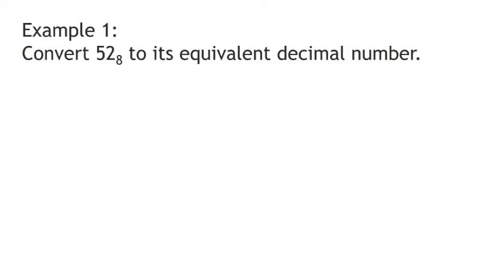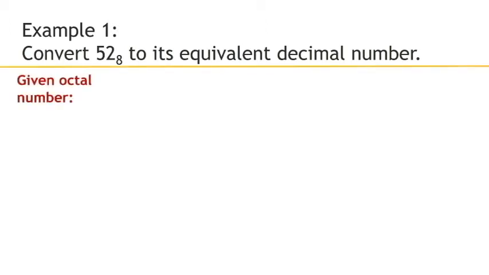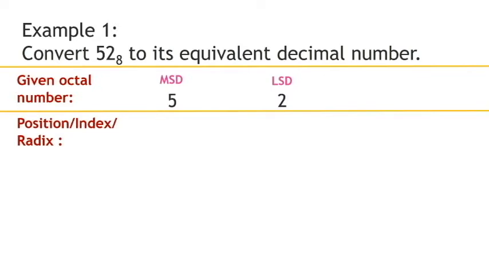Example 1, convert 52, which is an octal number, to its equivalent decimal number. The first step is to write the given number with some spaces. The second step: the rightmost digit is the LSD, which is the least significant digit, having the least value, least important. And the leftmost digit is the MSD, which is the most significant digit, having the most value and most important. So here, the positions for these numbers: the right side number is position 0, and then 1, and so on.